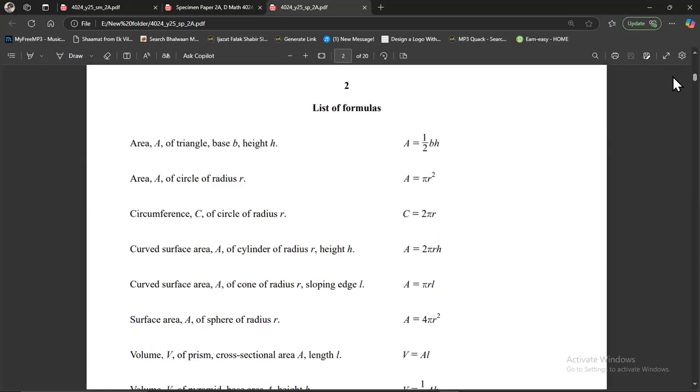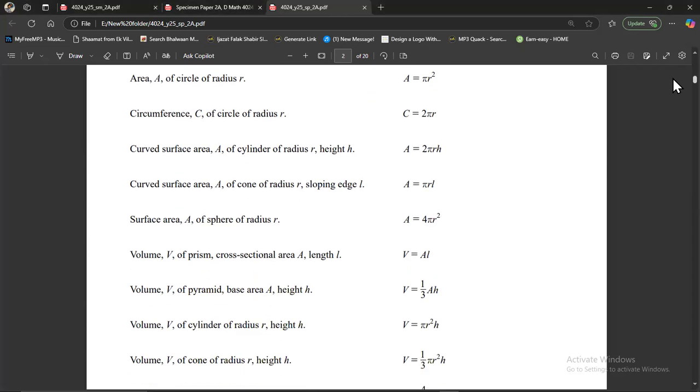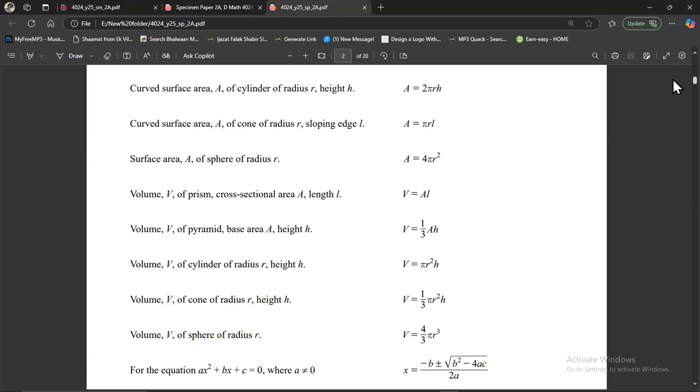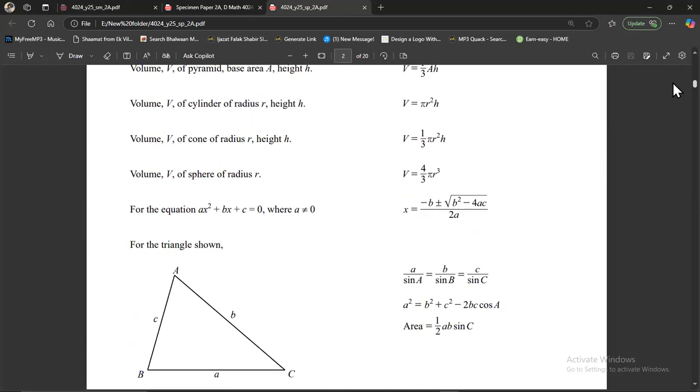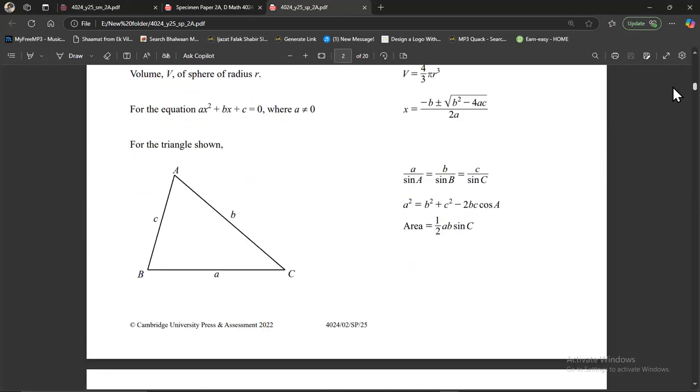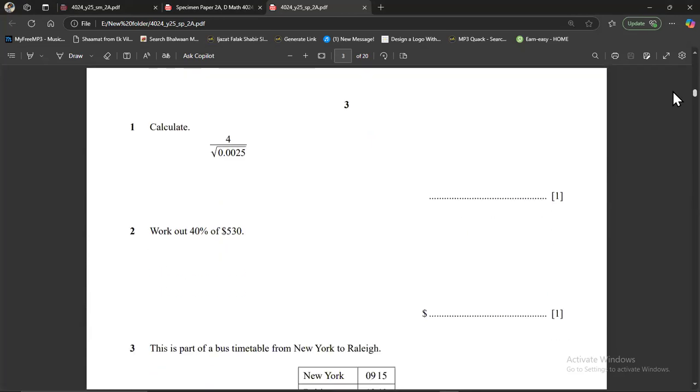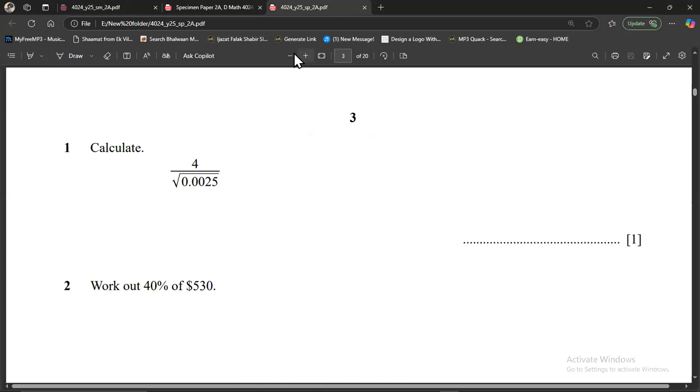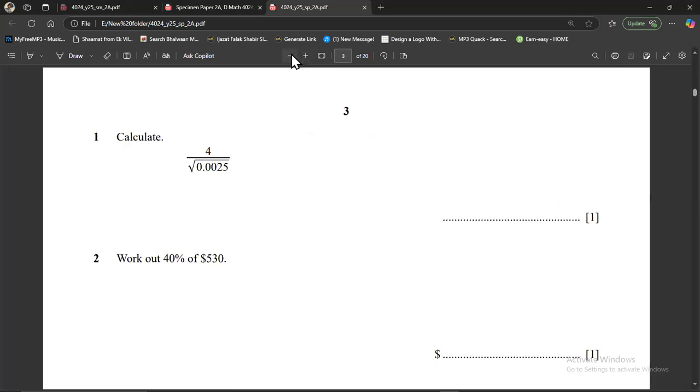A formula sheet is also provided with this paper, and you can have a look at it. These are the formulae which will be given with your paper from the examination starting from May/June 2025. Okay, so here the question number 1 is coming up on your screen, and it says calculate.